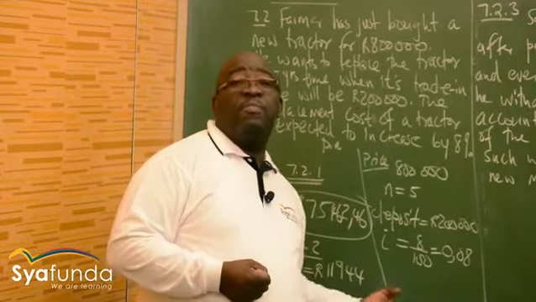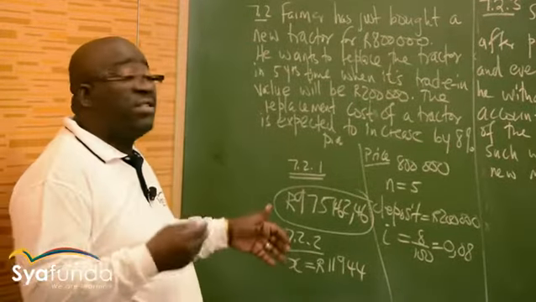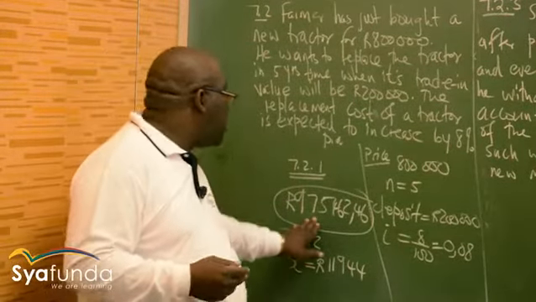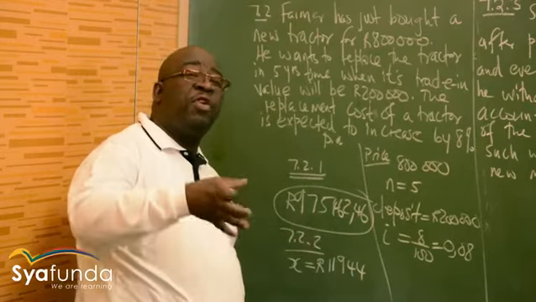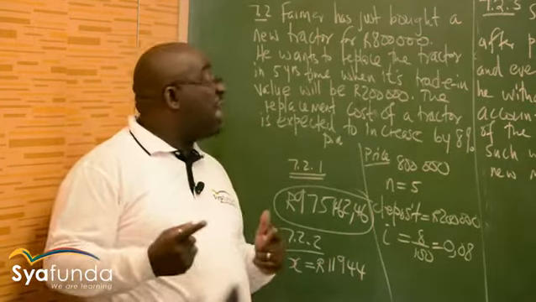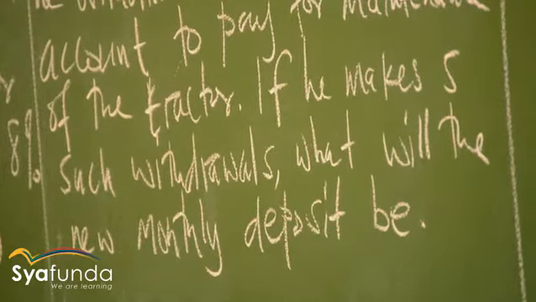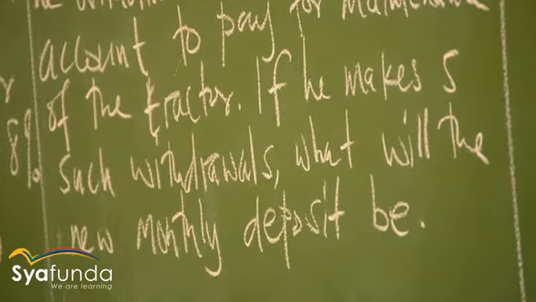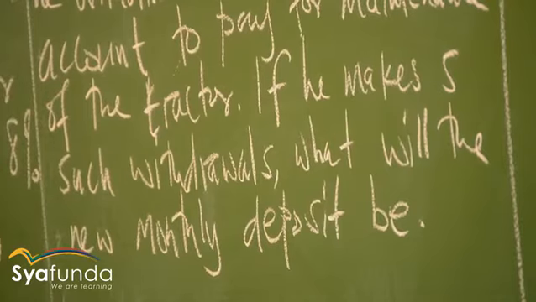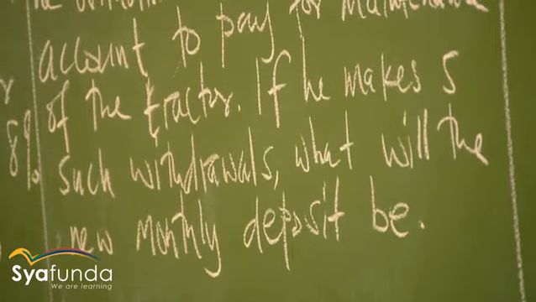Now look at this one. When you are putting aside an amount of money for 60 months and you want to get this amount, 975,000, and if you withdraw 5,000 rand every year, you're not going to make this amount. So take note of that. He withdraws 5,000 rand from his account to pay for maintenance of the tractor. If he makes 5 such withdrawals, because every year he makes 1 withdrawal for 5 years, what will the new monthly deposit be?